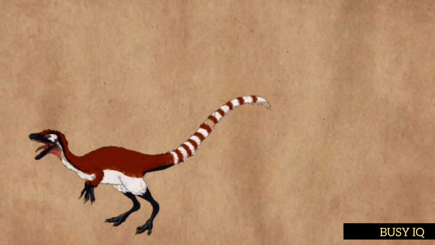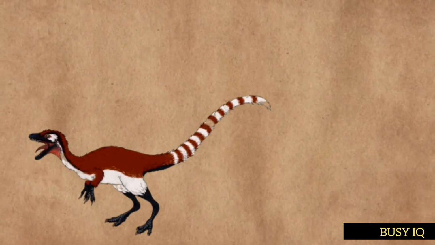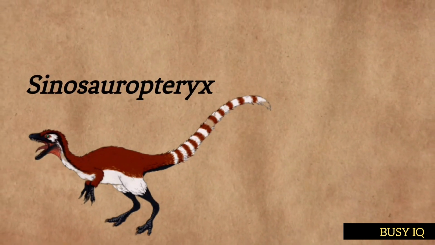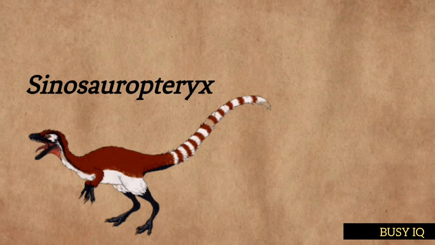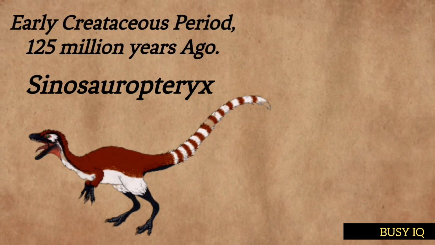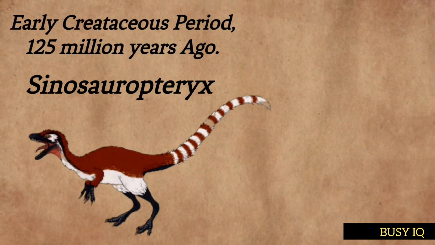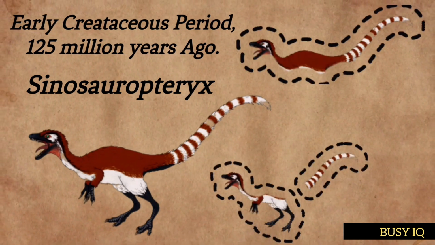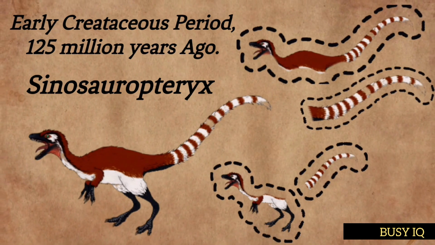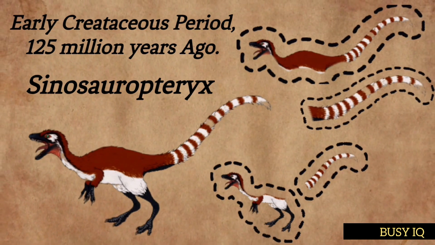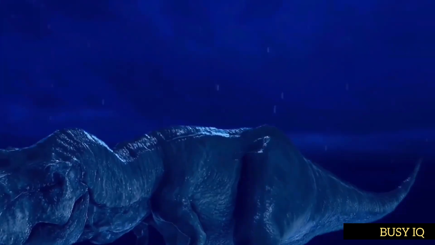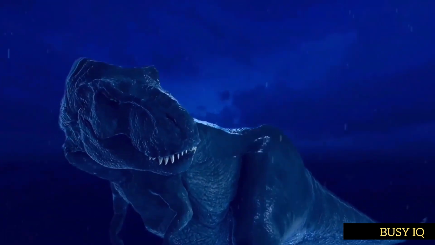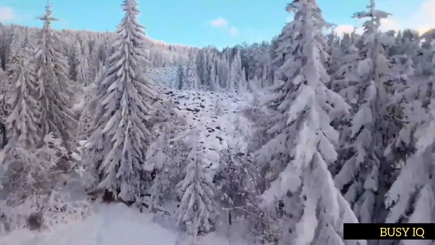Another example of a prehistoric animal with counter shading is the dinosaur, specifically Sinosauropteryx. This small feathered dinosaur lived during the early Cretaceous period, around 125 million years ago. It had a dark brown back and a light brown underside, with stripes on its tail that helped it to break up its outline. It likely used its counter shading to hide from predators like larger carnivorous dinosaurs. Its feathered coat also helped it to stay warm in cooler environments.